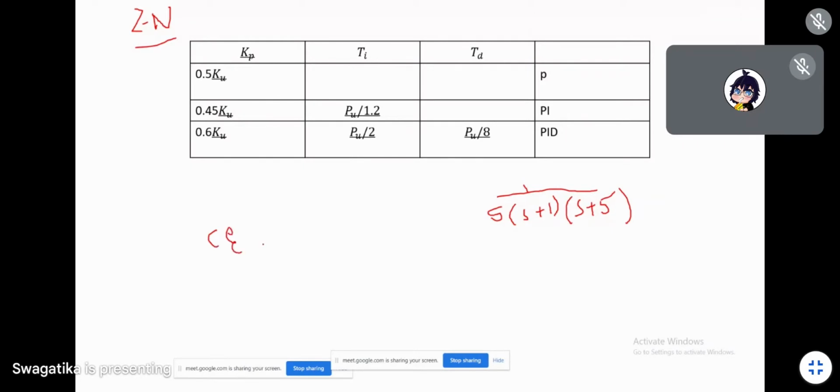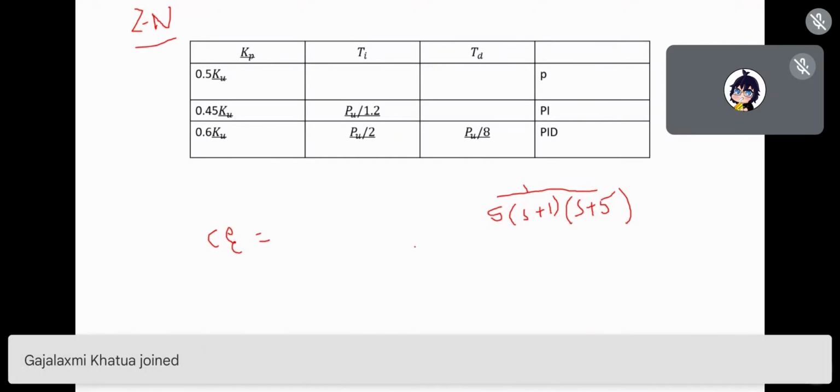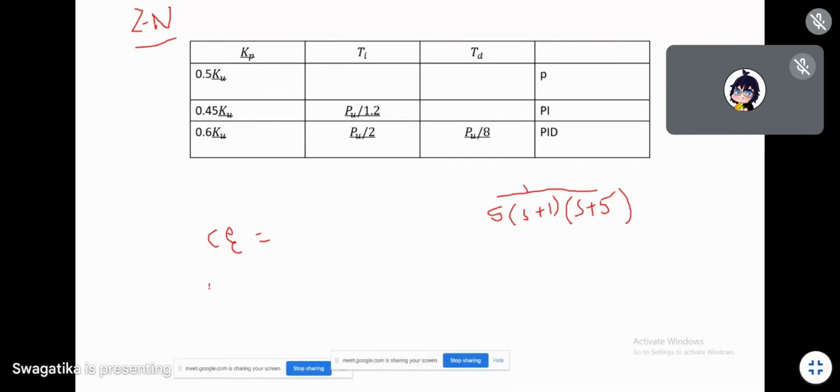That is your characteristics equation. First you have to take your characteristics equation. Okay, then what you have to do, you have to go for RH criteria. You have to apply your RH criteria method, right? From there you can find out your marginal value, that is KU. Yes or no? From there you can find out your marginal value, that is your KU, this one, right?